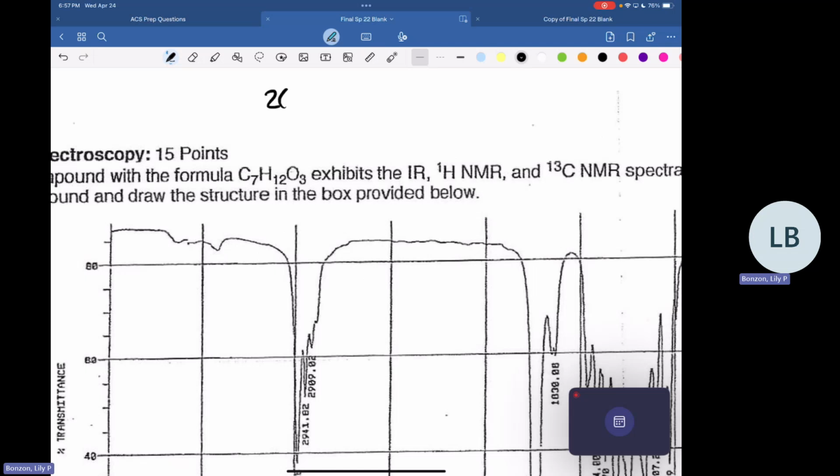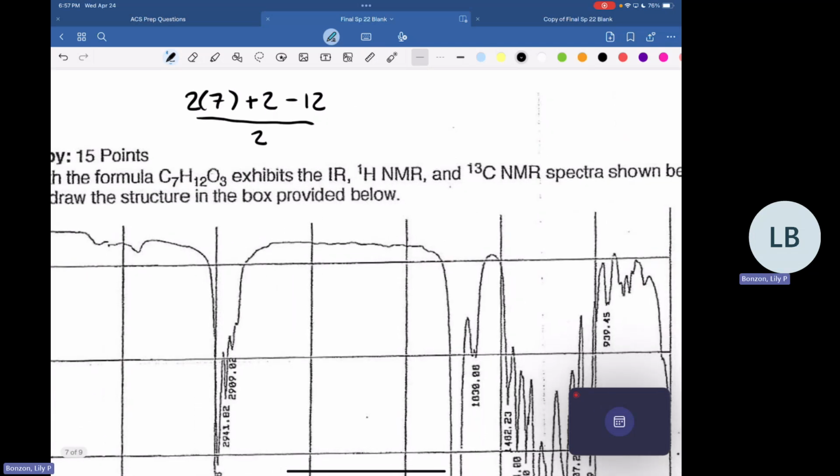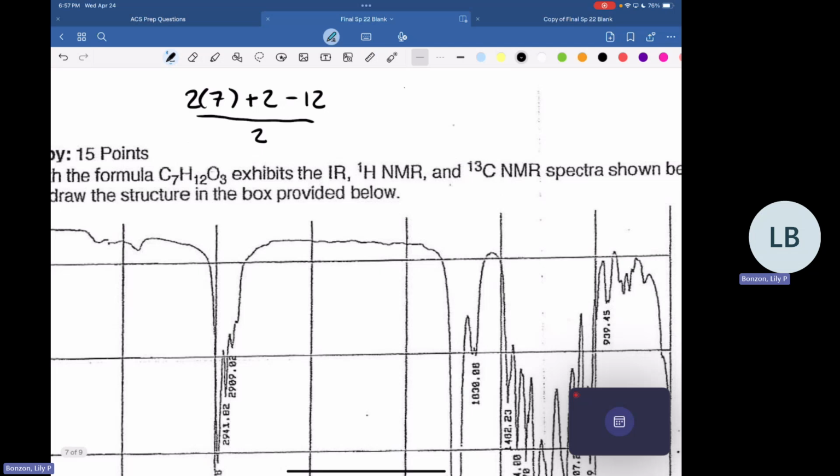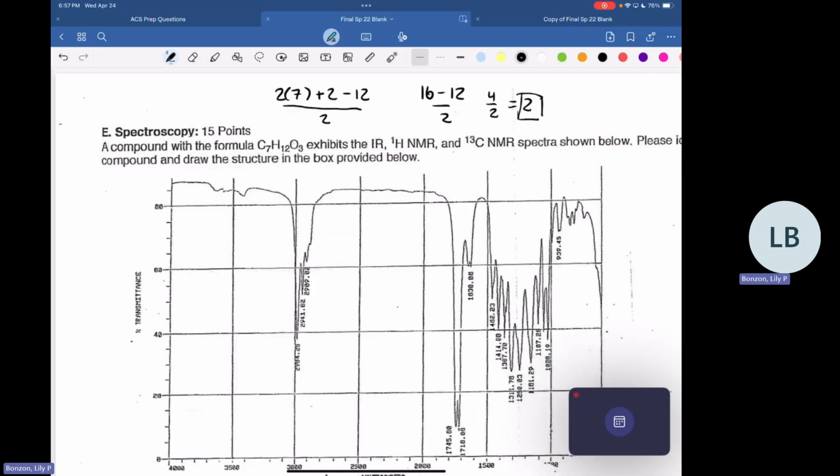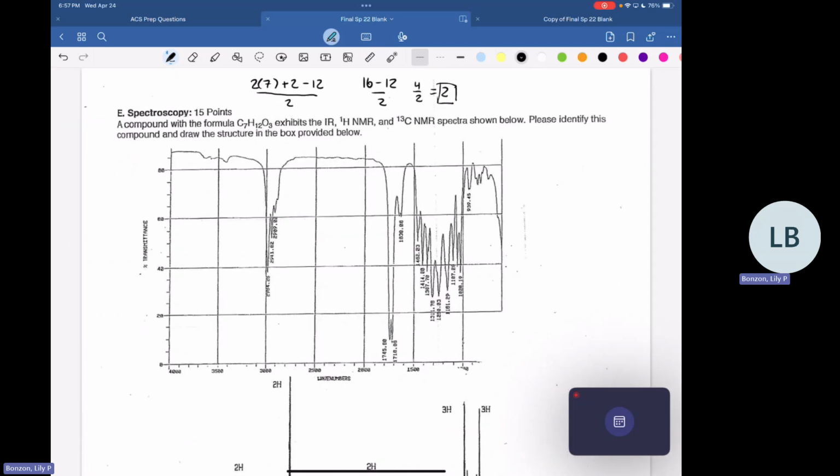We'll start as always with our unsat number. We've got 2 times 7 plus 2 minus 12 all over 2. So 2 times 7 is 14, plus 2 is 16, minus 12 over 2, that's 4 over 2. So we've got 2 unsats. That's pretty low, so we know we don't have any benzenes, because we need 4 more for benzene.